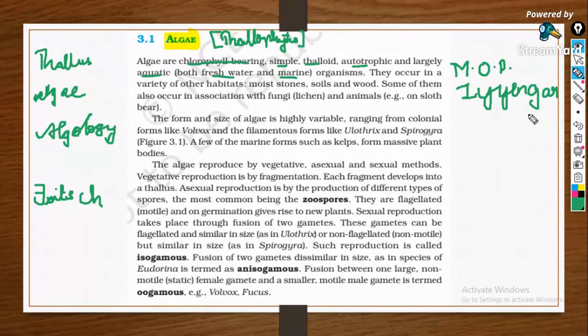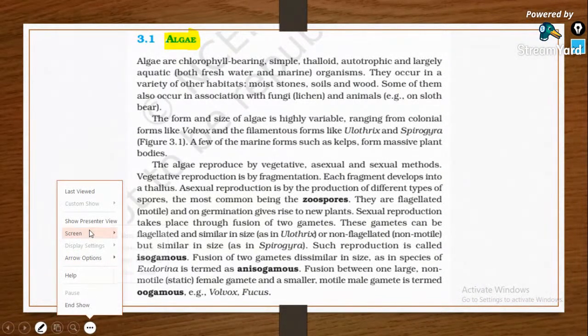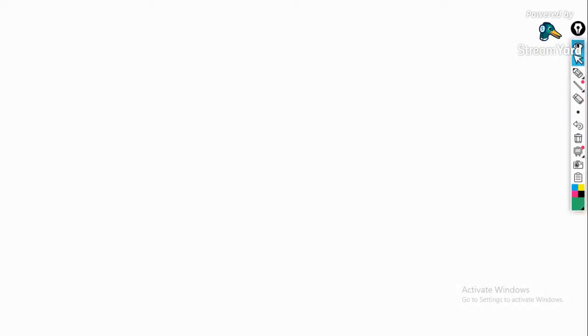Now we are moving on to the general characteristics and features of thallophytes. First point: they are aquatic autotrophic organisms with simple body organization. Second point: they can be found in freshwater, marine, and stony regions, and can be seen in association.